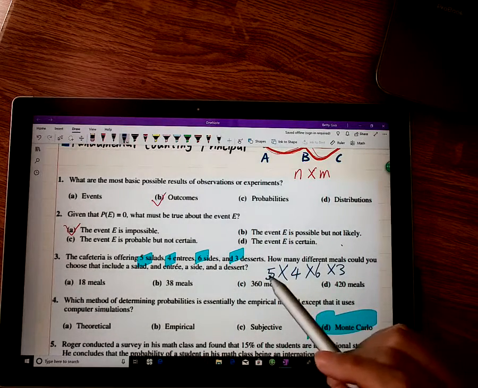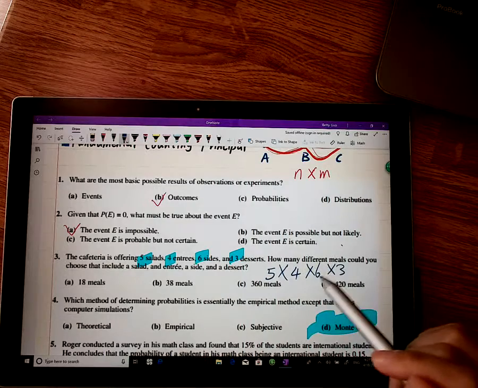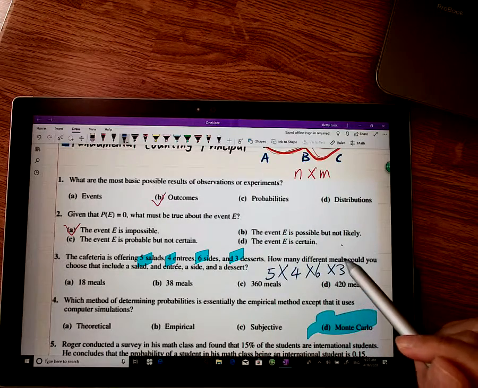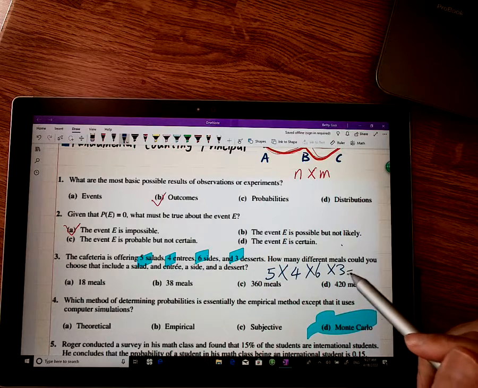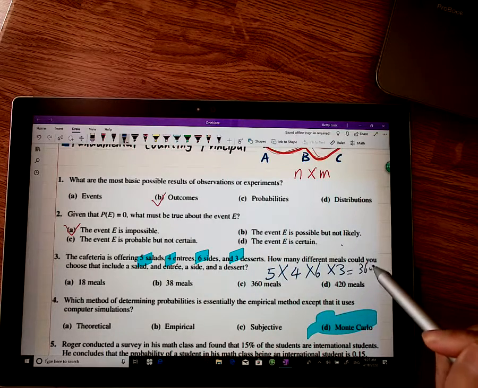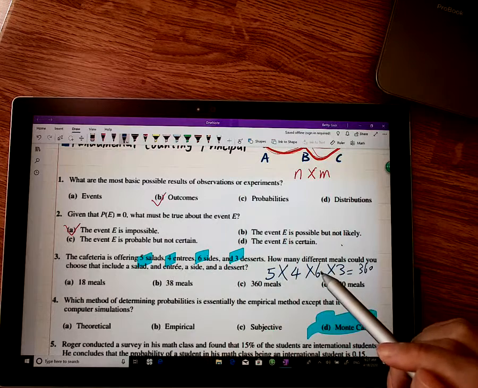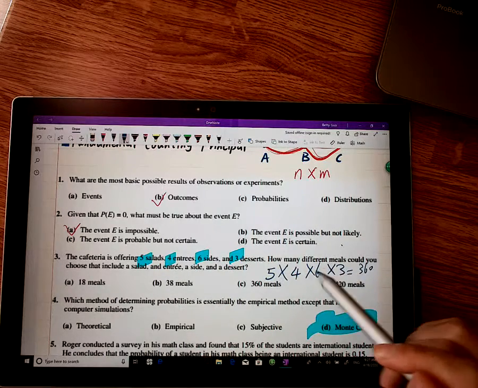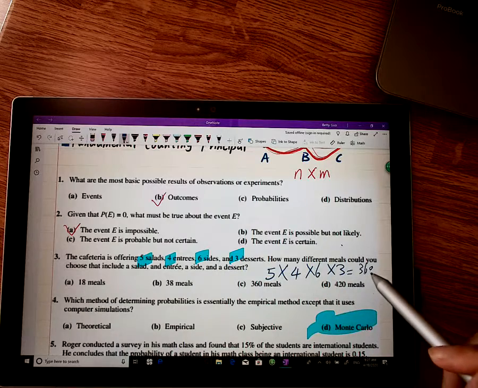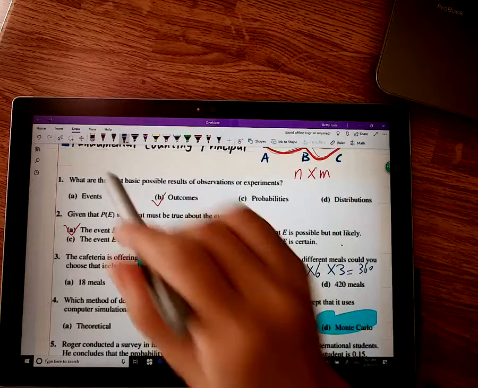Part 1, 5 options. Part 2, 4 options. Part 3, 6 options. Part 4, 3 options. You multiply them all. What is the result? 360? Because this is 20. That is 18. Double of 18 is 36. 36 is 0. 360.